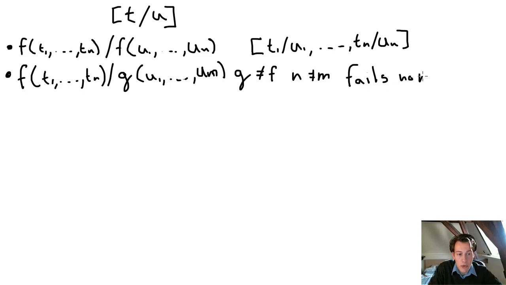And there is no most general unifier. So if n and m have the same length, but g doesn't equal f, then the algorithm fails. If g equals f, but n and m don't have the same length, the algorithm fails. And if they don't have the same length and g doesn't equal f, then the algorithm fails.